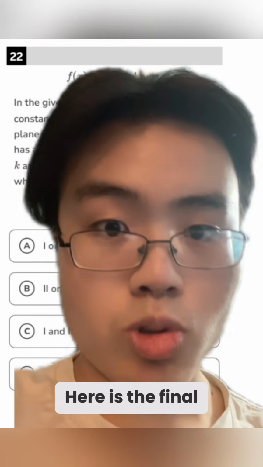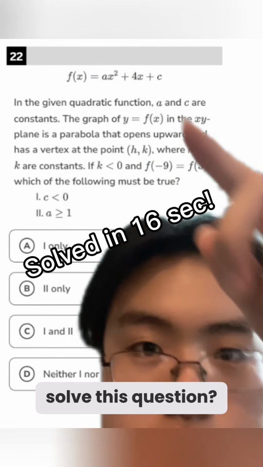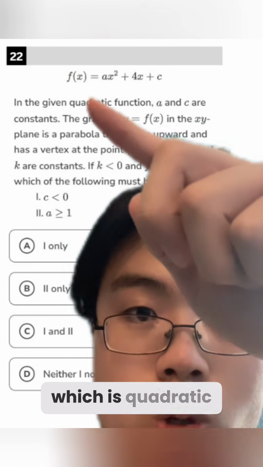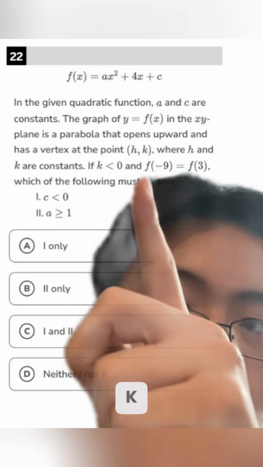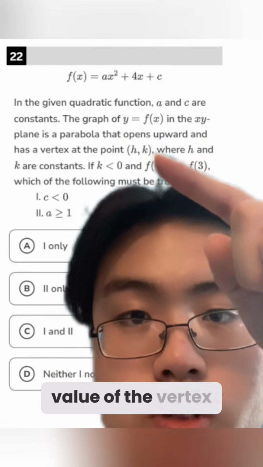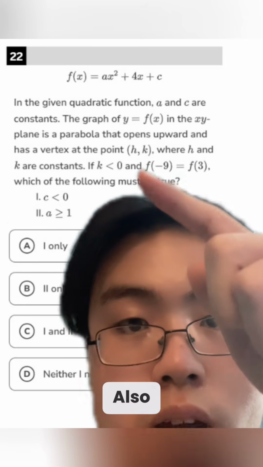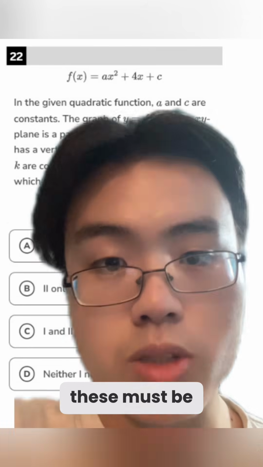Here is the final boss of SAT math questions. How long would it take you to solve this question? It tells us a function which is quadratic, has to open upwards, and has the vertex (h, k). K has to be less than 0, meaning the y value of the vertex must be negative. Also, f of negative 9 equals f of 3, and we need to find which of these must be true.